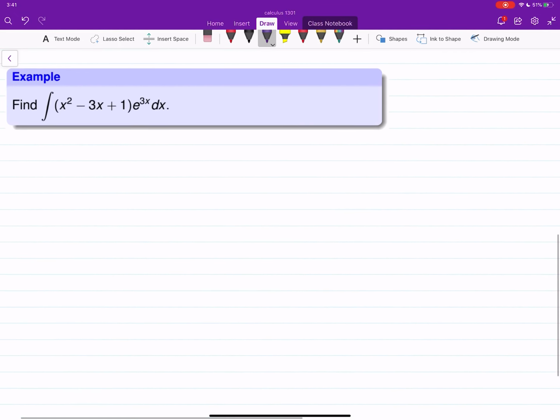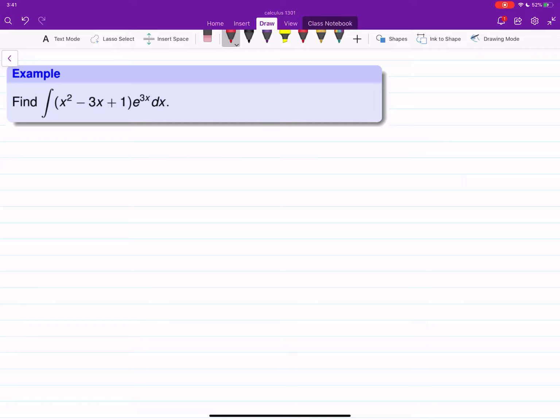Okay, let's do the last one. Now with the examples done, I hope that you can see that the pattern is that u is going to be the polynomial and dv or v prime is going to be that e to the power mx part. So IBP preparation, I will always try to do this step. So the pattern I identified is u is x squared minus 3x plus 1, and then dv will be the rest, e to the power 3x or v prime times dx.